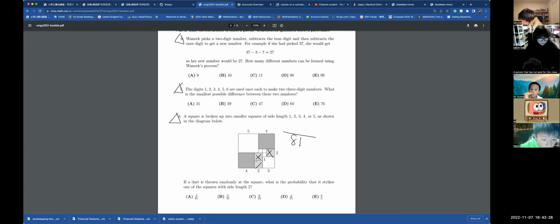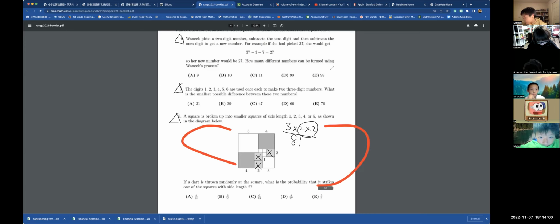If it lands in these three areas, you only need to calculate the area of these three squares. So it's 3 times 2 times 2. This is the area, yeah. Okay, everybody understood? Yeah. Okay, very good.